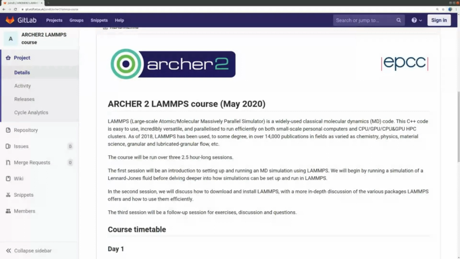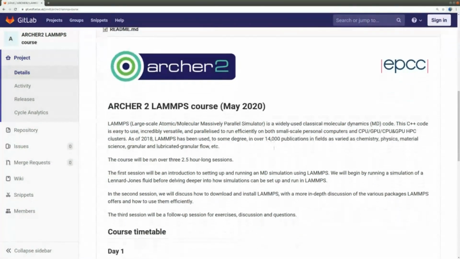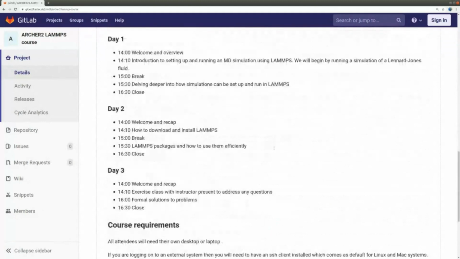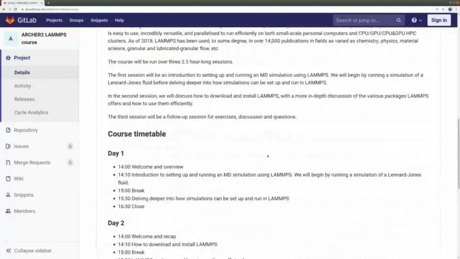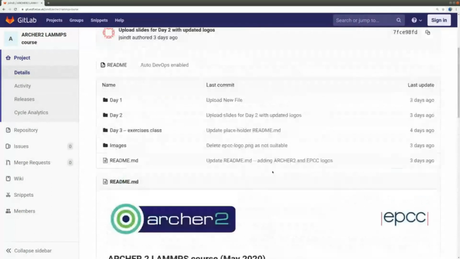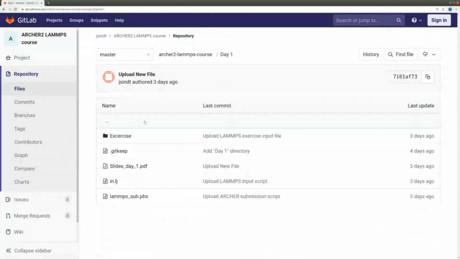Well, first of all, there's a link to this course on the Archer 2 website, and from there it will take you to a link to this Git page, which has all of the course material. It has the overview of what the course is, with exactly what I just said about what the course will look like, and the course requirements. Presumably you're all here, so you've all met the course requirements. And then on top of that, you've got here day one. If you click on day one, you will have all of the material for day one, including the slides that I'll be sharing with you.